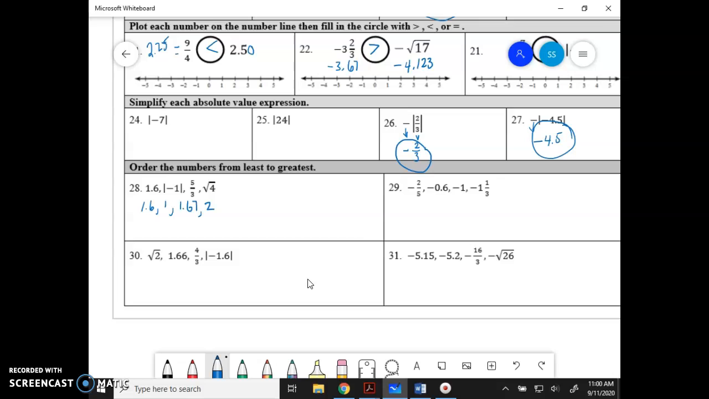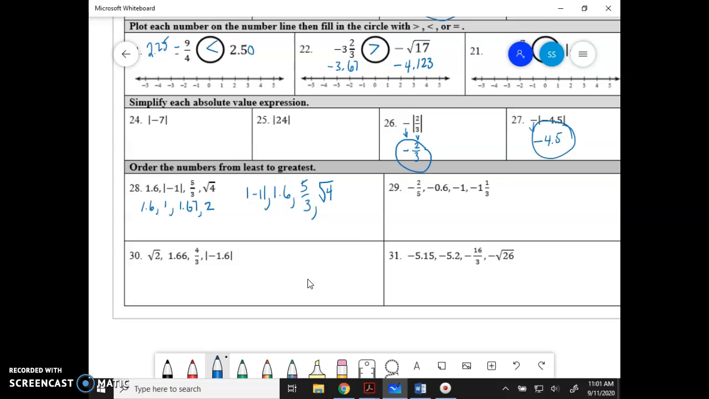All right, so when we go and convert them back into their original form, the smallest thing here is 1. So that was the absolute value of -1. So that's the least greatest. The next would be 1.6, which was 1.6, so that one's easy. And then 1.67, which was 5/3, so that's next. And the last one would be 2, which was the square root of 4. All right, that's how we do those.